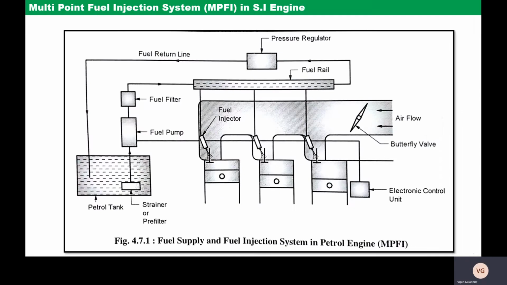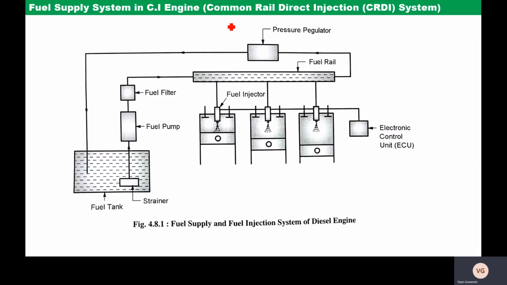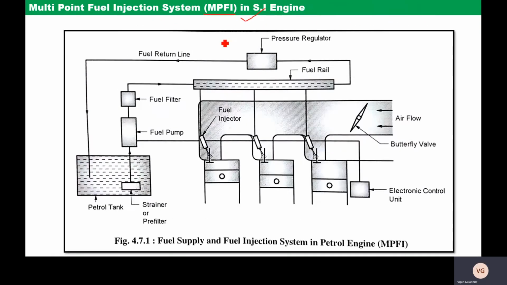Then there are two types of fuel injection system. One is the multi-point fuel injection system, or MPFI. This is used in the SI engine, while the other system is the common rail direct injection system, and this is used in the CI engine, which is a diesel engine. Now, what is the difference between these two systems?